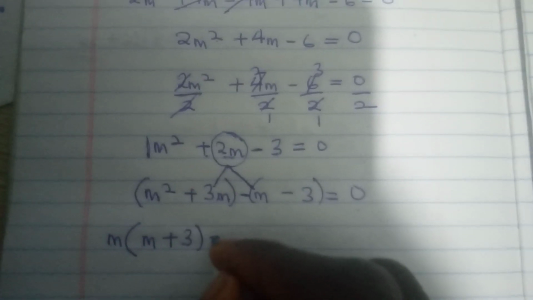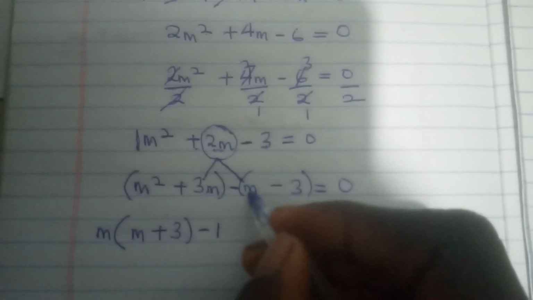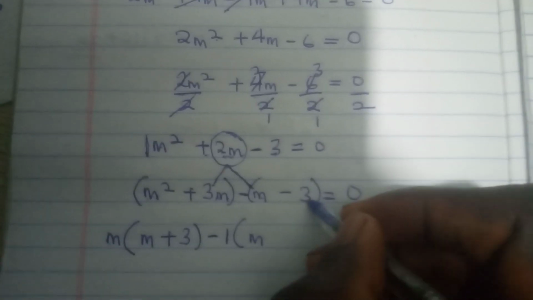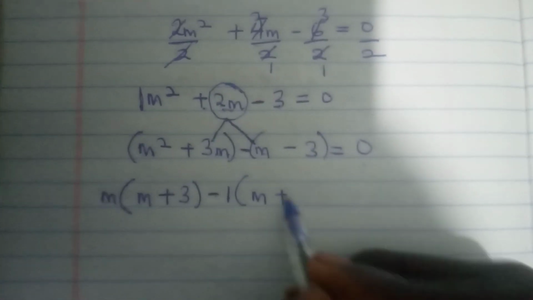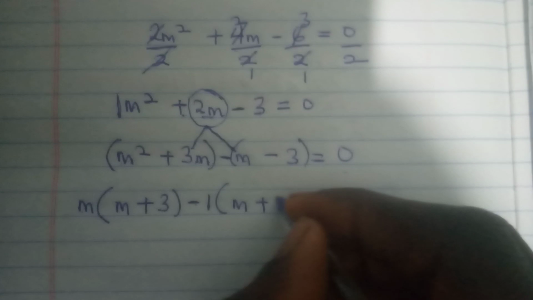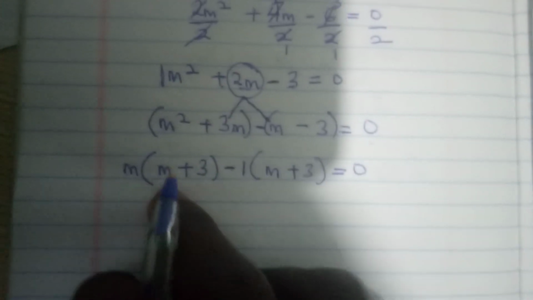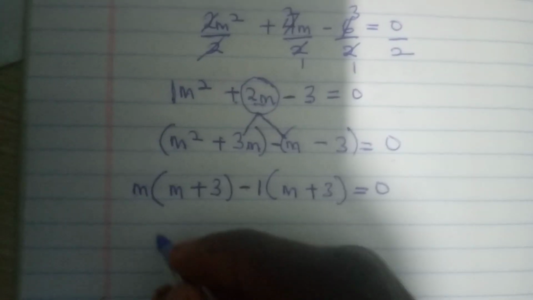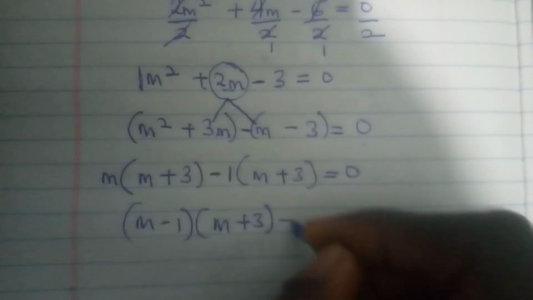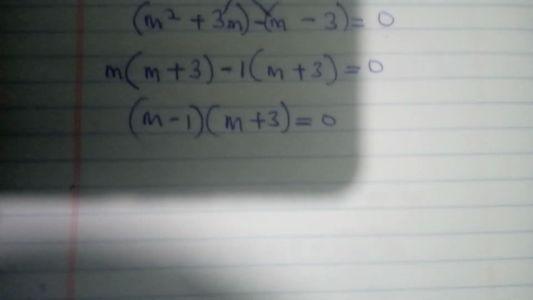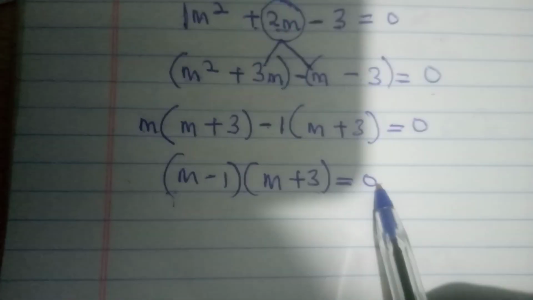Then I'll say minus. The common term here happens to be 1, because 1 times m will give you m, and 1 times this will give you that. But since the sign here is -1, I have to write positive, so that when I multiply negative times positive, I will get my negative. So I have m plus 3, which is equal to 0. Factorization says that if the brackets are the same, then pick the coefficients of the brackets. So we are going to say the coefficients are m minus 1 and m plus 3, which is equal to 0. We want the value of m. So we pick this bracket, equate to 0, pick this bracket, equate to 0, then you solve for m.